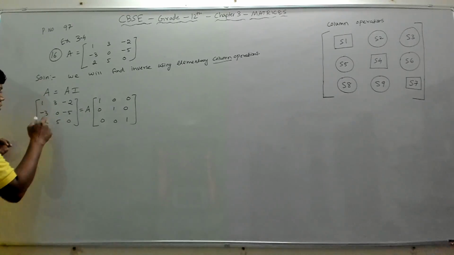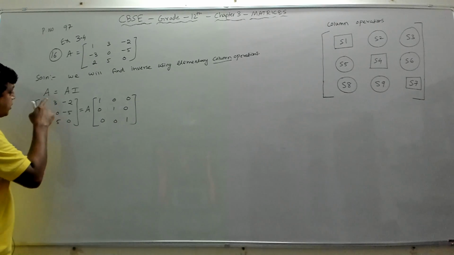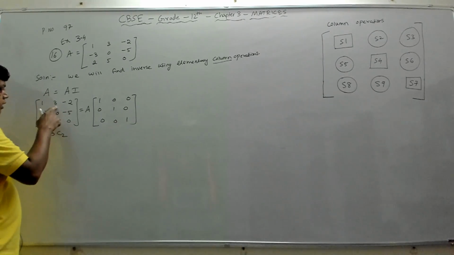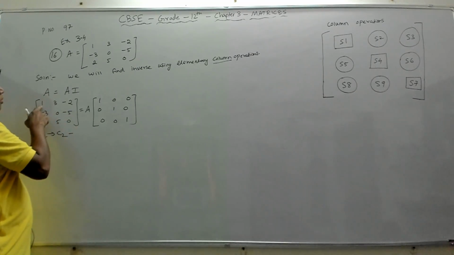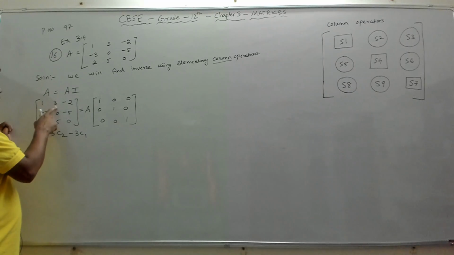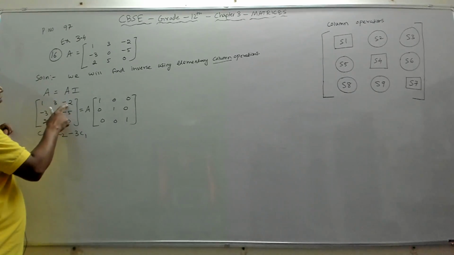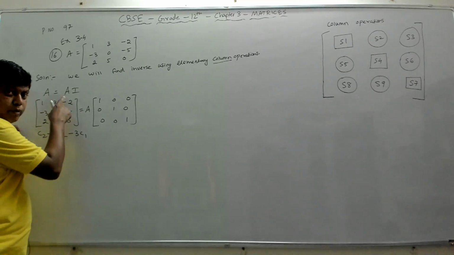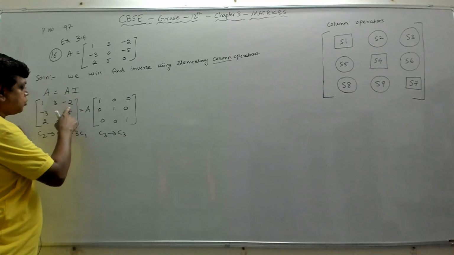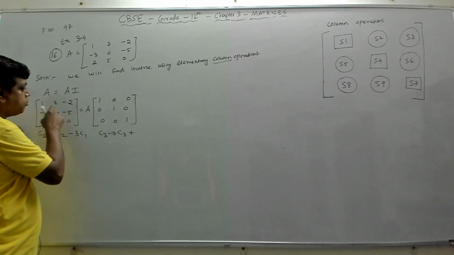So this is my column 2. I want to make this 0 using this 1. So I will say C2 implies C2, which is 3, minus 3 times C1. That will make this 0. So if I put 3 minus 3 into 1, this will become 0. Similarly, if I want to make this as 0, which is my C3, I will say C3 implies C3, which is minus 2, plus 2 into 1. 2 into 1 will give me plus 2. This is minus 2, but that will become 0.